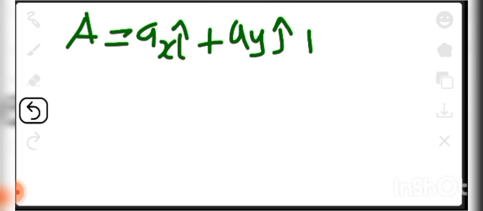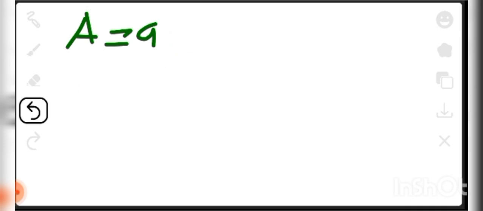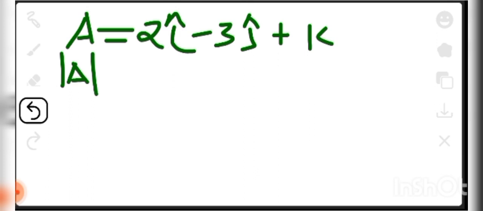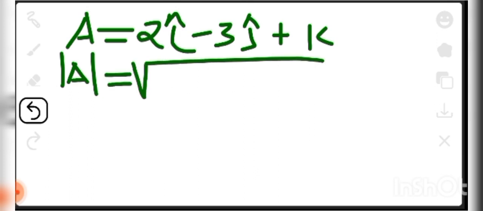Let's look at a typical question now. A very good question. What is the direction cosine of vector A equal to, let's say, 2i minus 3j plus k? What is the direction cosine of this vector? The first thing I'm going to do, what is the magnitude of A? That's the first thing you get. The magnitude of A is the square root of, what is the coefficient of i? 2. You square it, plus, coefficient of j is negative 3.